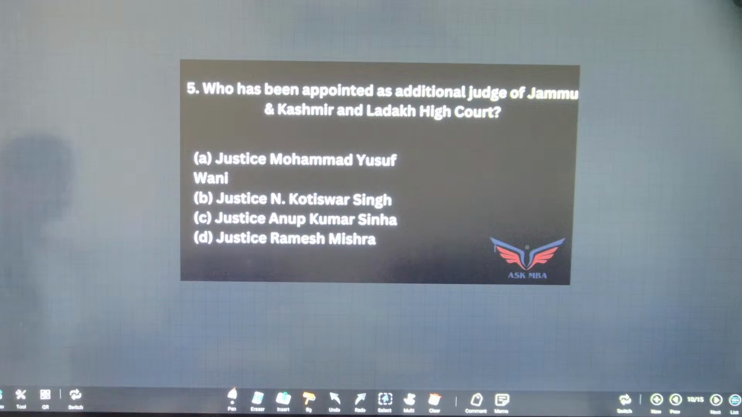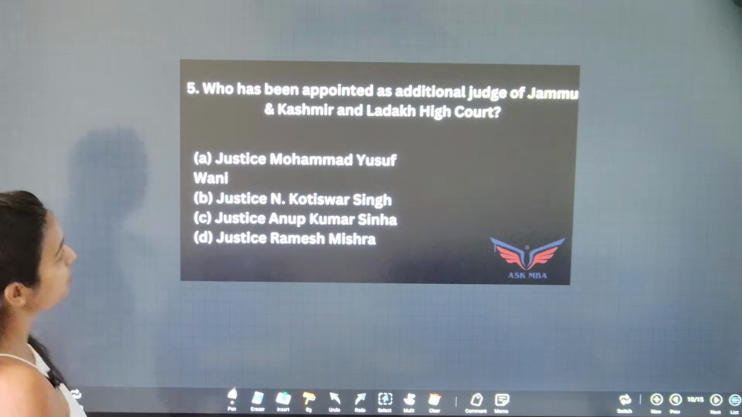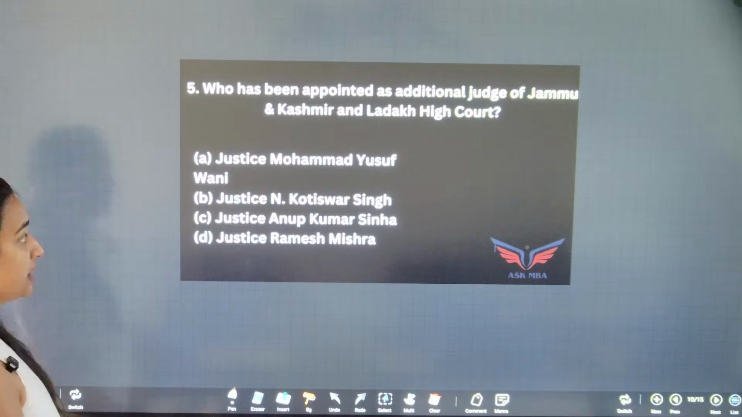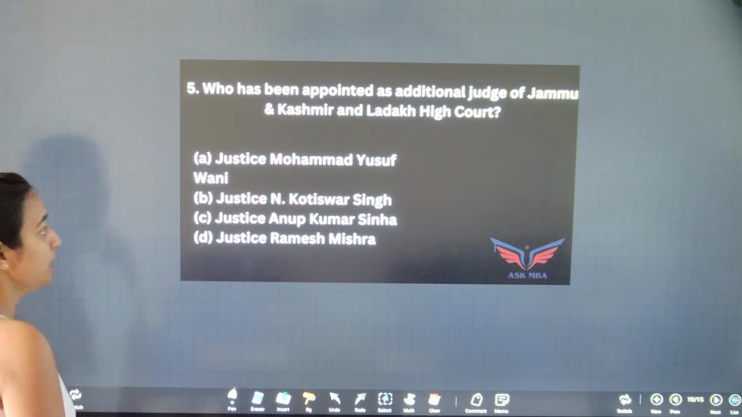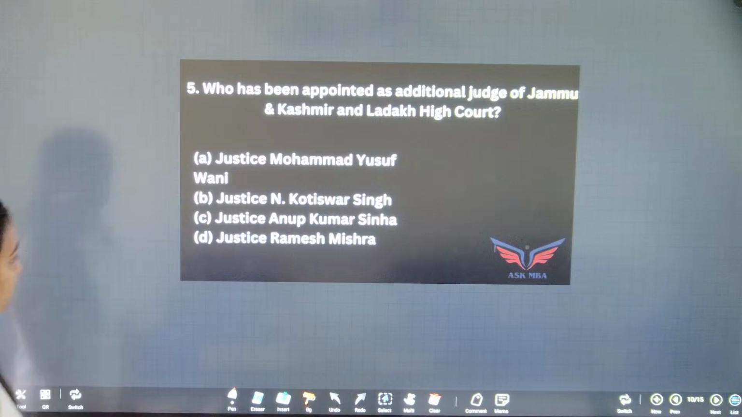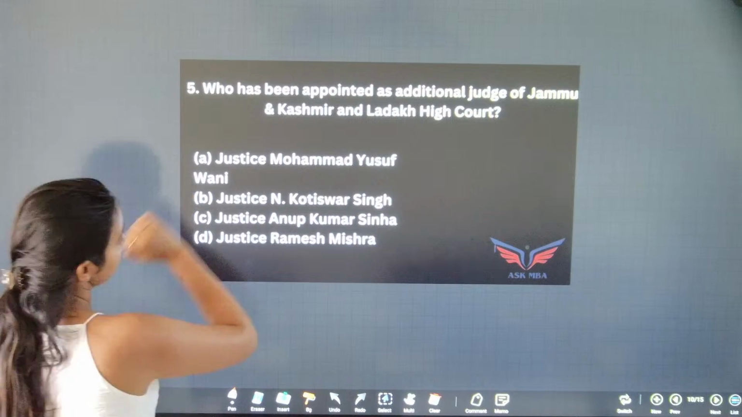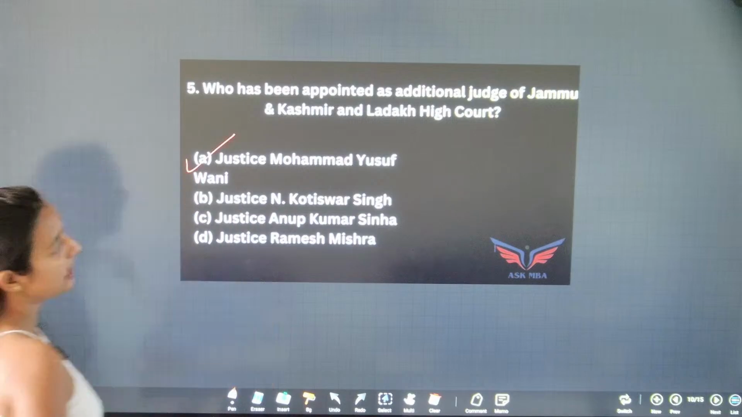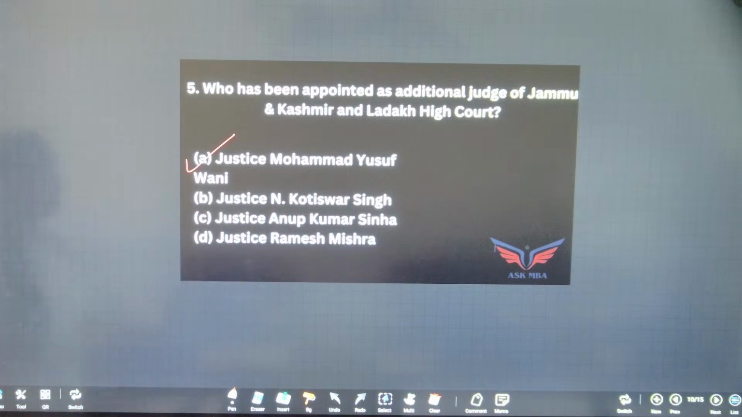ठीक है. Fifth question, who has been appointed as an additional judge of Jammu and Kashmir and Ladakh High Court? Justice Mohammad Yusuf Wani, Justice N. Kotswari Singh, Justice Anup Kumar Sinha, Justice Ramesh Mishra. So the answer for the same is Justice Mohammad Yusuf Wani was appointed as the additional judge of Jammu and Kashmir and Ladakh High Court. Okay.